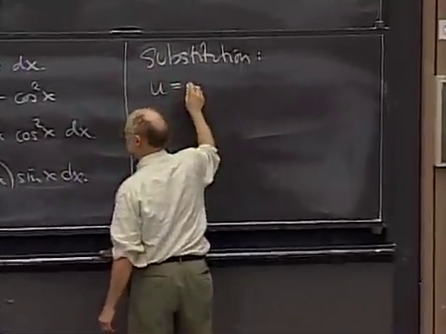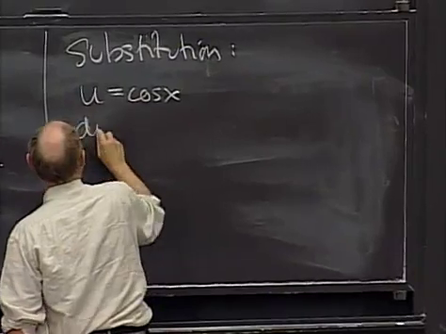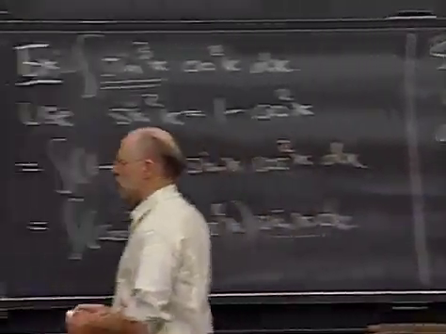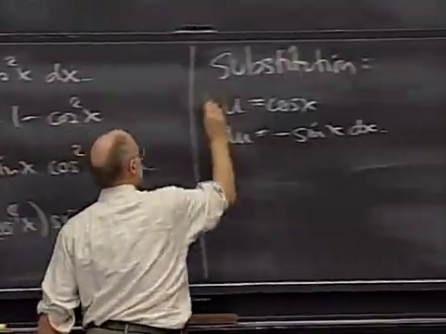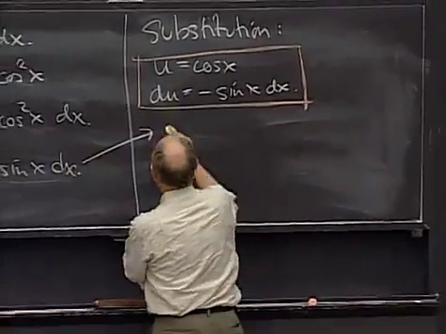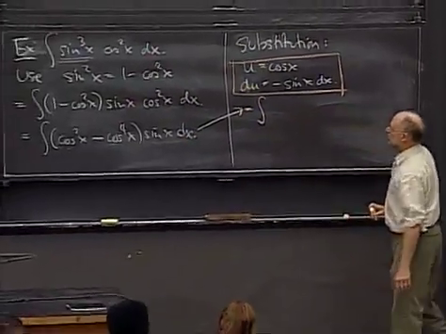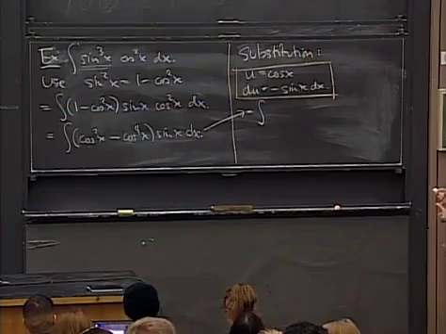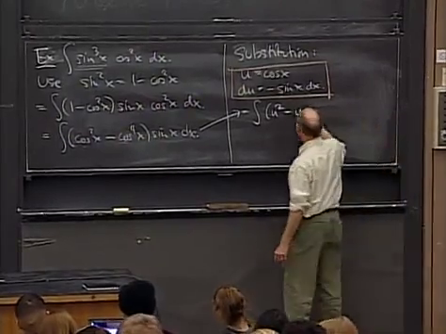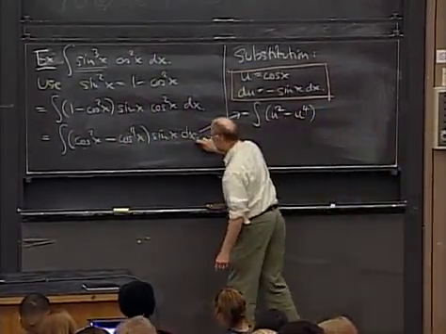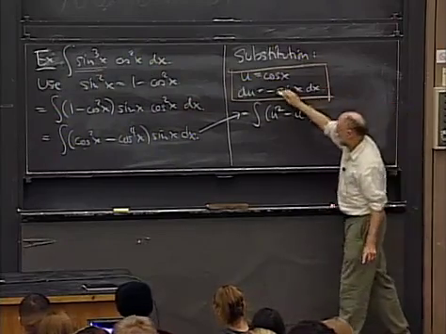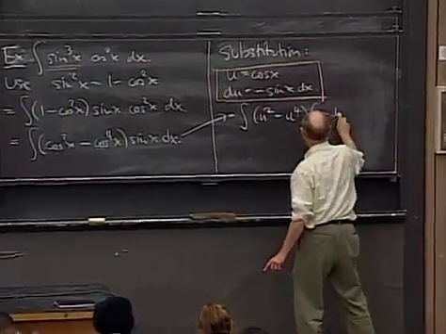So I'll take u to be cosine of x, and that means that du is minus the sine of x dx. There's the substitution. And so when I make that substitution, what do we get? Cosine squared becomes u squared. Cosine to the 4th becomes u to the 4th. And sine of x dx becomes not quite du. Watch for this minus sign here. It becomes minus du.